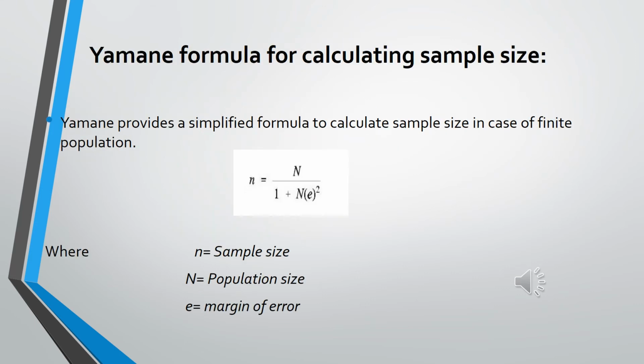Now, this is the Yamane formula for calculating sample size for a finite population. Yamane provides a simplified formula to calculate sample size in case of a finite population, where n is equal to capital N, which is our finite population, over 1 plus capital N into the square of the margin of error. So where n is equal to the sample size, capital N would be our population size, and E would be our margin of error.